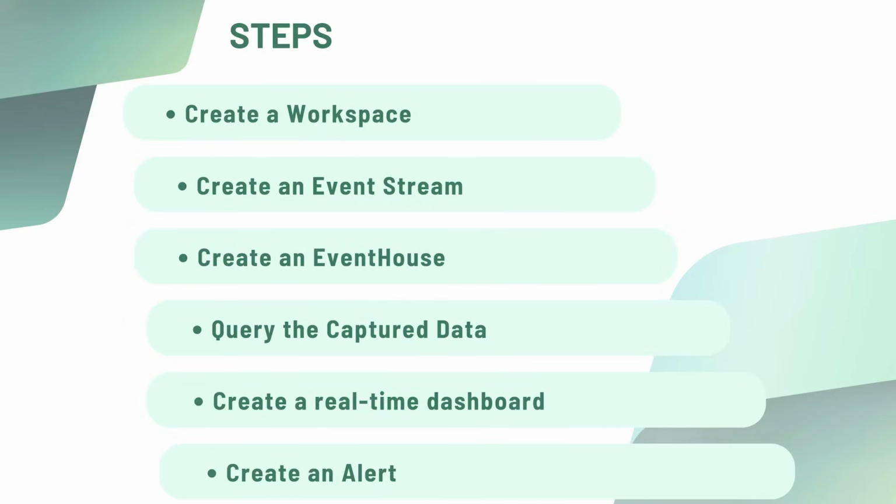Now, enough of the talking, let's head over to my laptop and I'm going to show you how you can kickstart your real-time intelligence journey. So in this video, we are going to follow these 6 steps. Very first, we are going to create a workspace in Microsoft Fabric in real-time intelligence. Then we are going to create an event stream, followed by that, we would create an event house. Then we would capture the data from this event house. At last, we are going to follow 2 more steps, that means creating the dashboard and then generating alerts out of that.